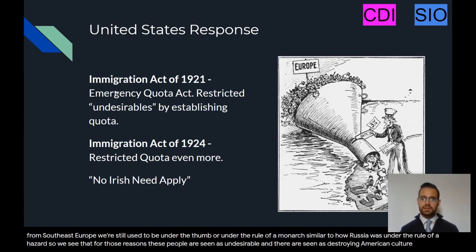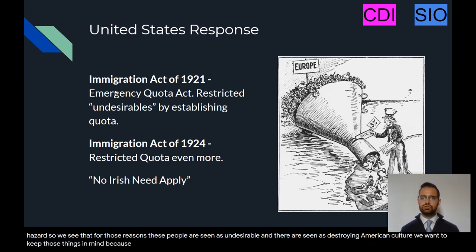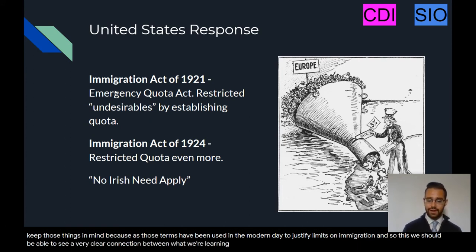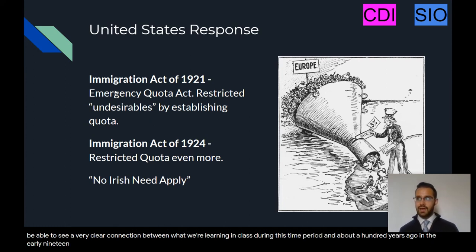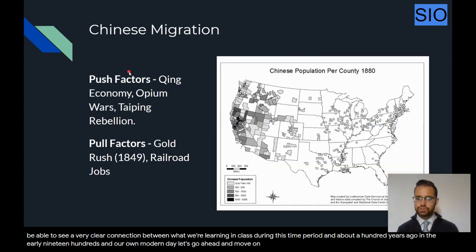We want to keep those things in mind because those terms have been used in the modern day to justify limits on immigration. So we should be able to see a very clear connection between what we're learning in class during this time period, about 100 years ago in the early 1900s, and our own modern day. Let's go ahead and move on to Chinese migration.